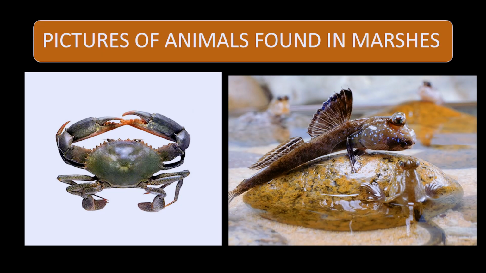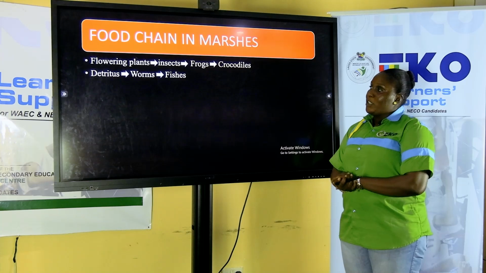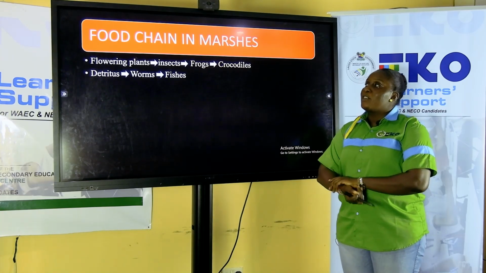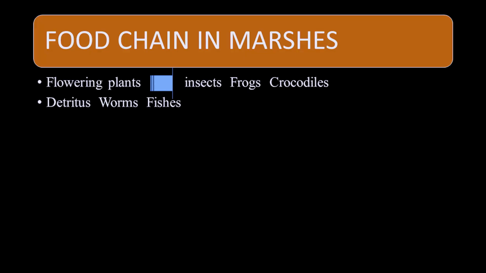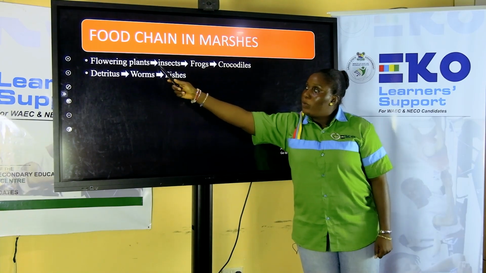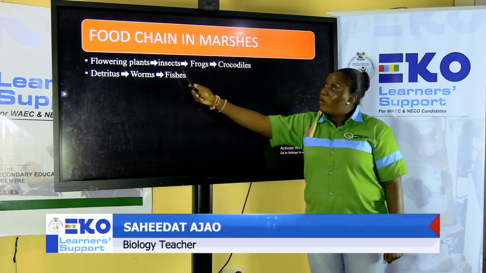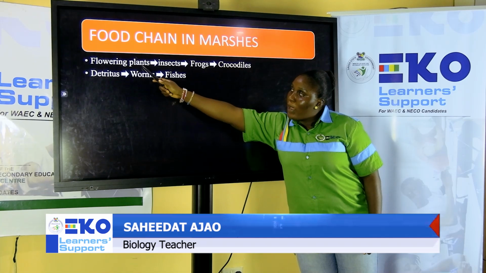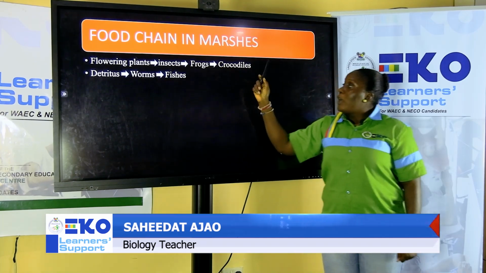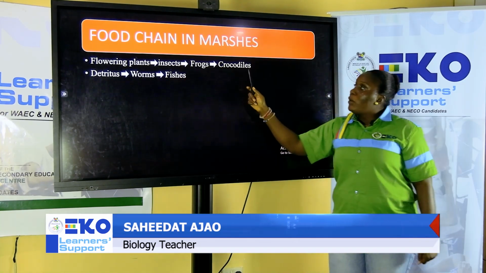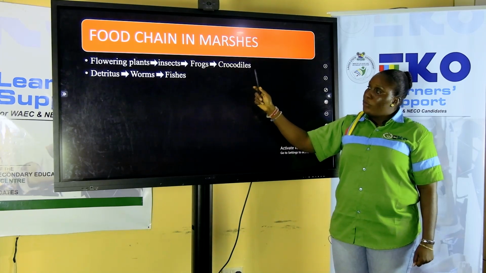We are also going to be looking at the food chain in the marsh. Don't forget that the food chain must start with a producer, which is the plants. We have the flowering plants. The insects will feed on the flowering plants. Frogs will feed on the insects. Then the crocodiles will feed on frogs. This arrow is showing the sign of energy flow from the flowering plant, which is the producer, to the crocodile, which is the consumer.